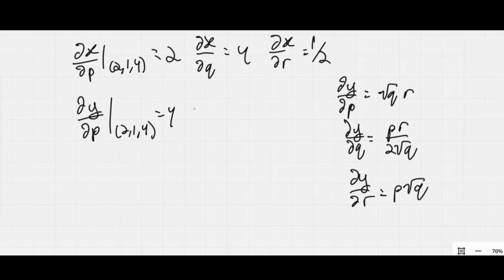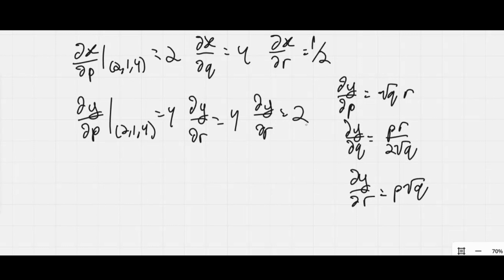We can do the same for del y over del q. That's going to be a little more complicated. That's going to be 2 times 4, which is 8, over 2 times 1, so that's just 2. And so we're going to have 8 over 2, which is 4. And then del y over del r is going to be p times q, and so that's simply going to be equal to 2.